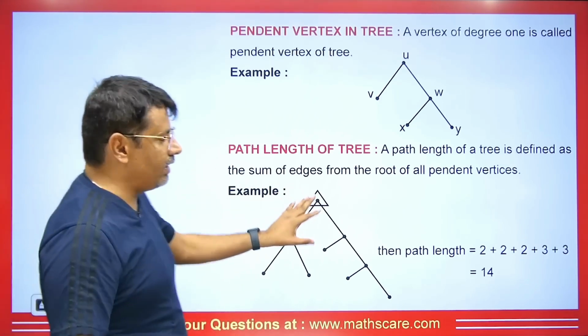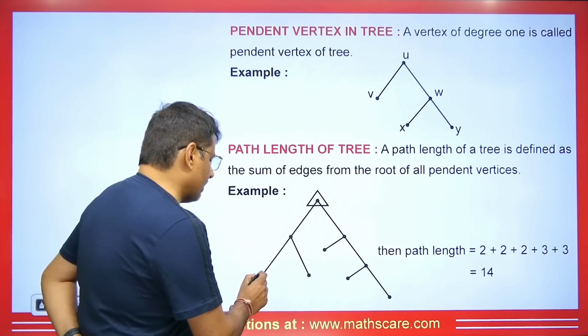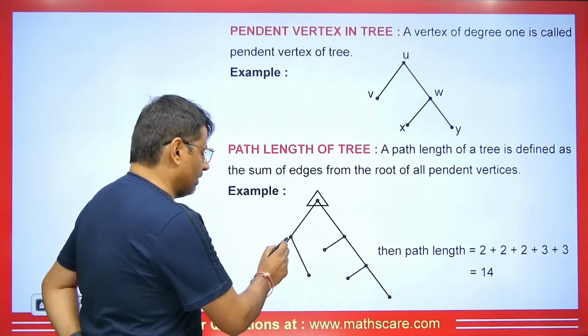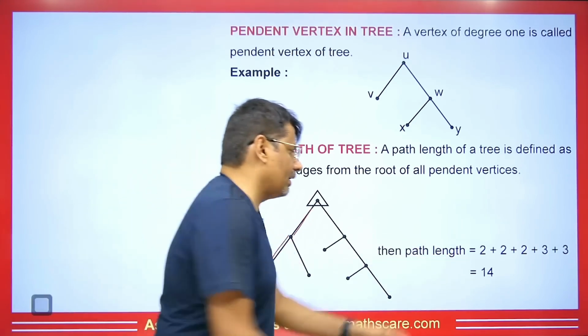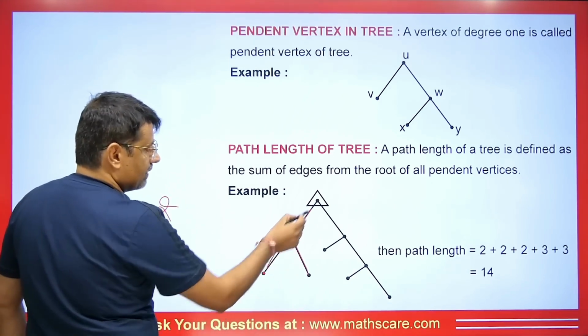Now, what do we need to do with it? So, we need to calculate its path length. This vertex is a pendant. If we calculate its distance, it is 1 and 1. So, the total distance is 2. Let's write 2 here. Then if we consider this pendant vertex, the distance is also 2.